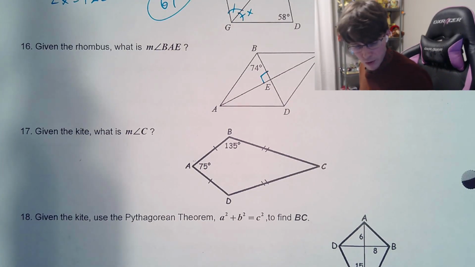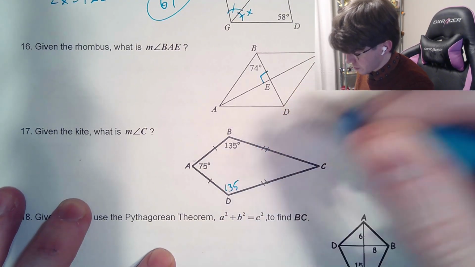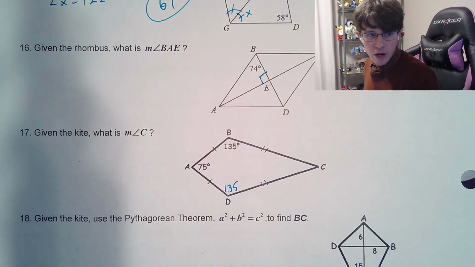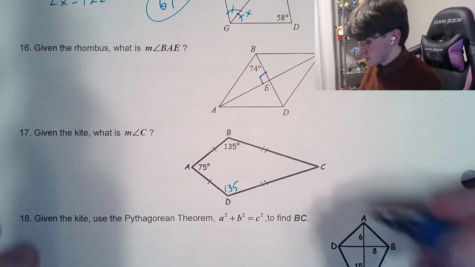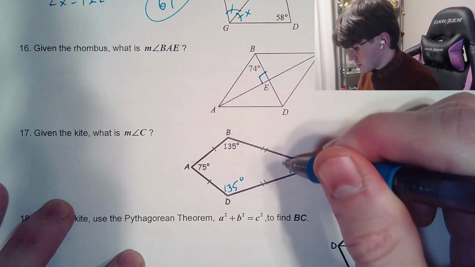All right, we're back. We were just talking about one of the rules for a kite: the opposite angles where the two congruent pairs meet are the same, but these other ones don't have to be the same. So that means that this angle down here has to be 135, and this is the one that we don't know.